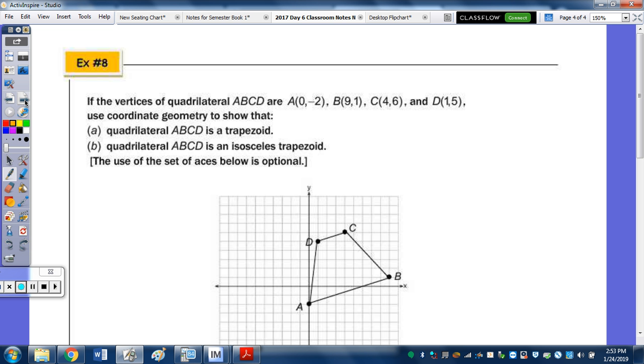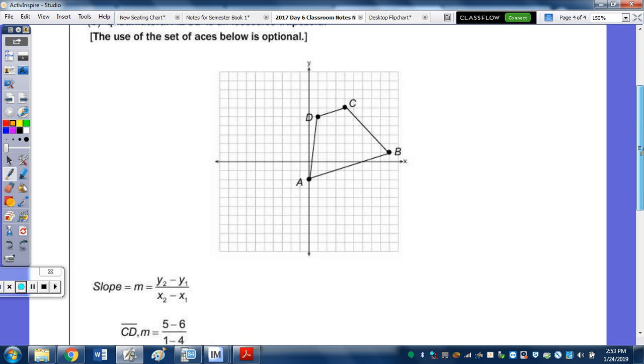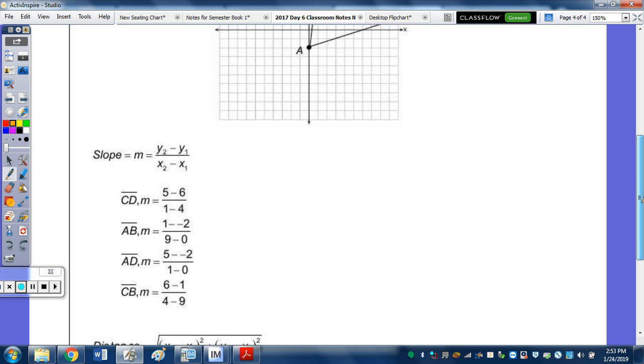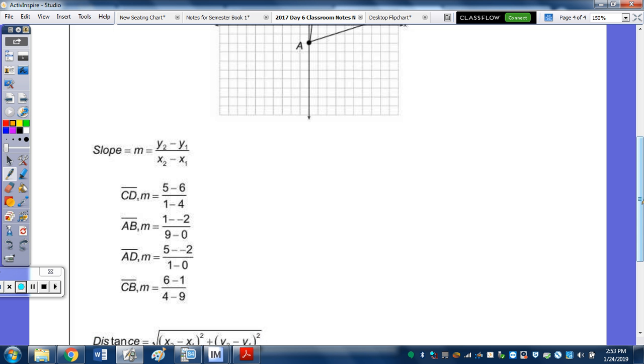So our last question for the semester in our notes is to prove A, that the quadrilateral is a trapezoid, and B, it's also isosceles. So notice it's sketched. I've got it drawn for you. I would encourage you to always do that on the readings as well. And I also have it laid out that we use slope. We calculate the slopes of all four sides to show that the slopes of only one pair of opposite sides is the same. So what is the final answer for the slope of CD?